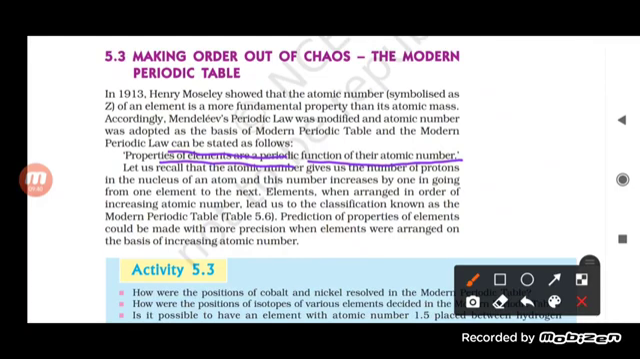Now, if we talk about the atomic number, students, the atomic number gives us the number of protons in the nucleus of the atom, and it increases as we move from one element to the next. Elements arranged according to increasing atomic number give us the modern periodic table. The limitations faced by Mendeleev's table were largely eradicated with the help of the modern periodic table.